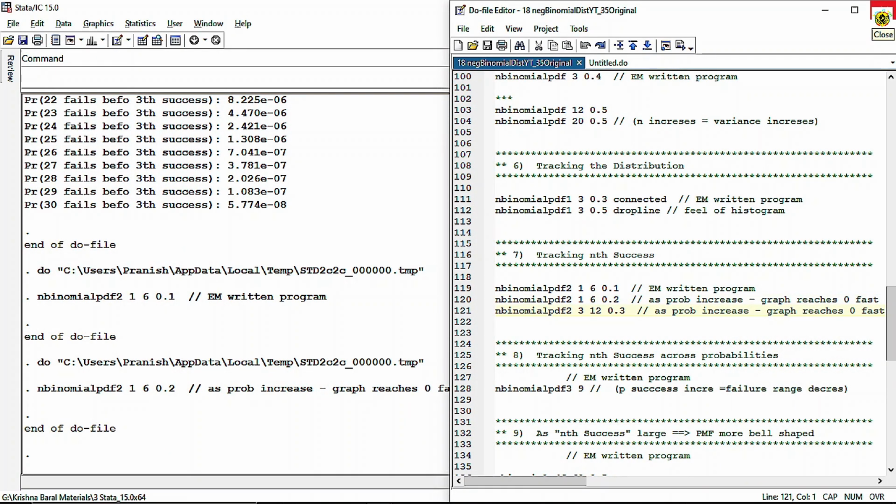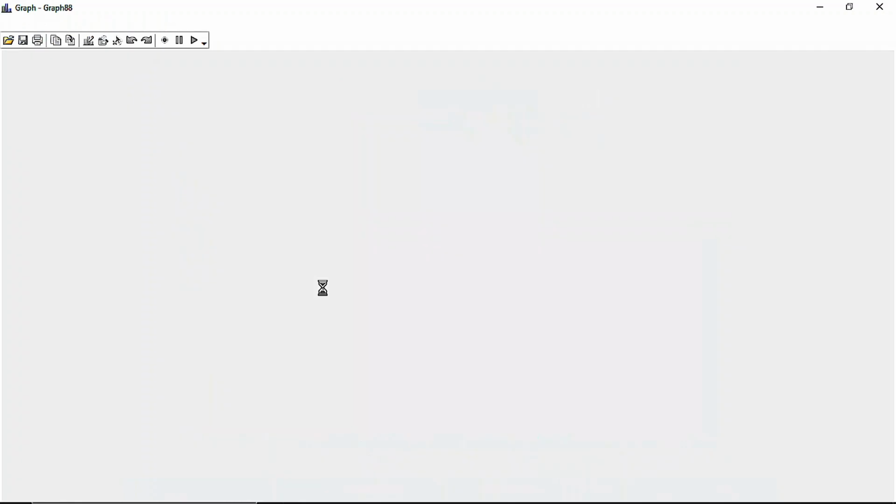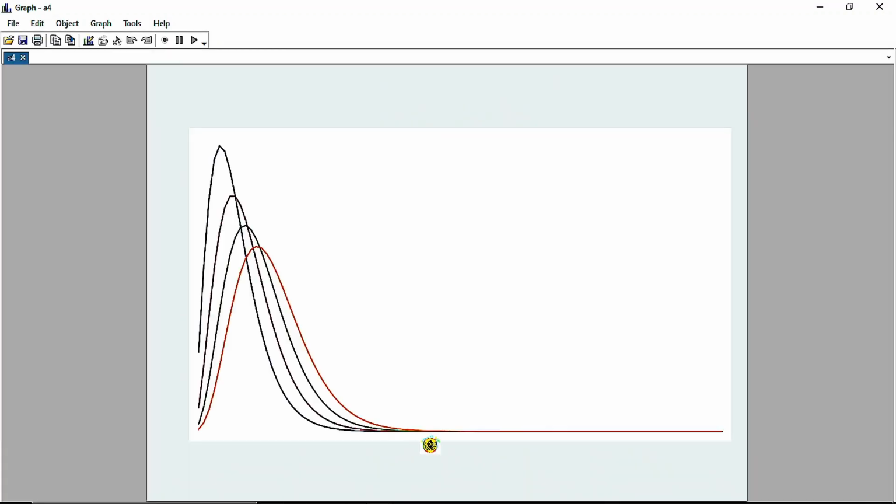Now let us repeat the same process. We are now simulating the graph from the 3rd to the 12th success, and we have increased the probability of success, and this is more of a bell-shaped curve. The span of failures should decrease significantly.